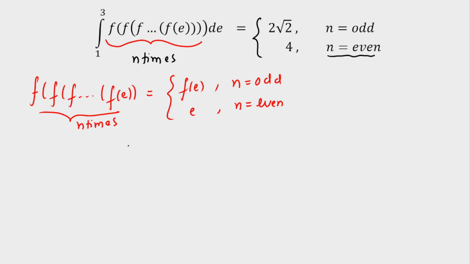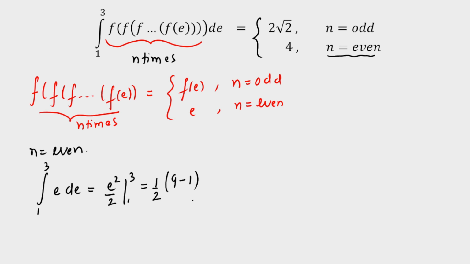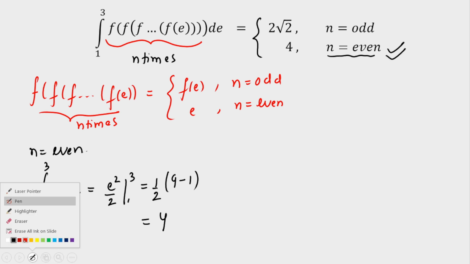First I'm going to take n equal to even. When n is even, the integration from 1 to 3 of the composite function will be equal to the integration of E, with respect to E. So we'll get E square divided by 2, lower limit 1, upper limit 3. So 1 by 2 outside; when I put 3 I'll get 9, when I put 1 we'll get 1. This will be equal to 9 minus 1, that is 8, and 8 divided by 2 will be equal to 4. So the first part is proved: for n even, we'll get 4.